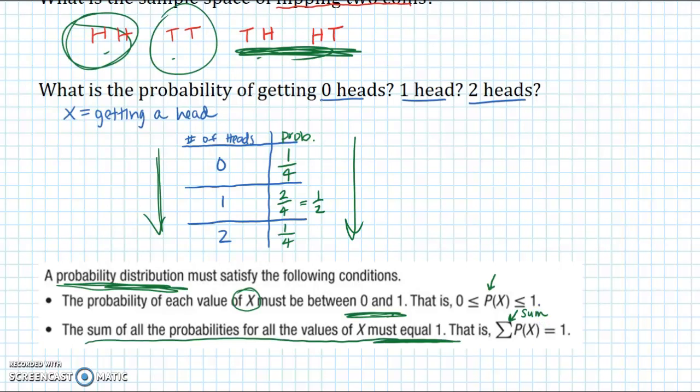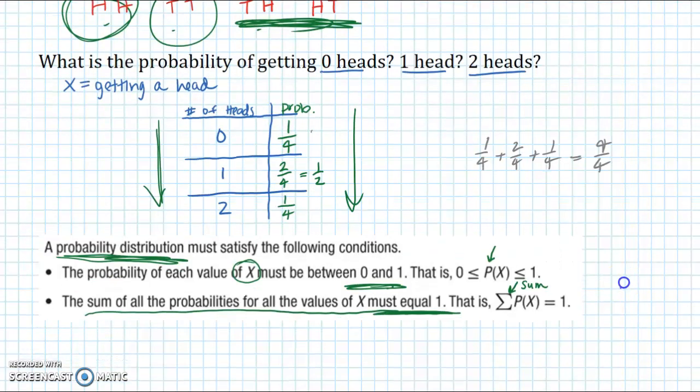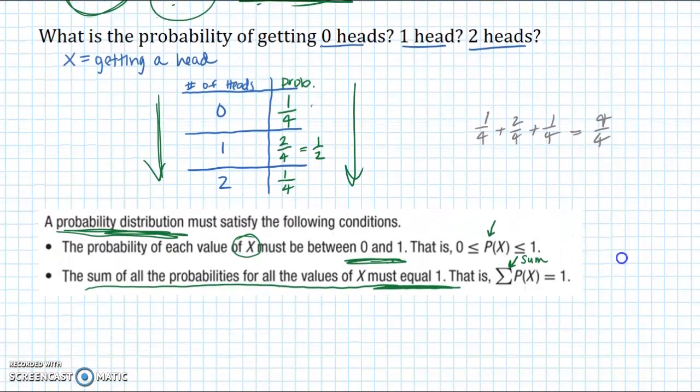This symbol here means sum of P of x equals 1. And if you notice, 1/4 plus 2/4 plus 1/4 equals 4/4, which is 1. So it's kind of a great way to check yourself and make sure that you've done it correctly. So this is your probability distribution table.